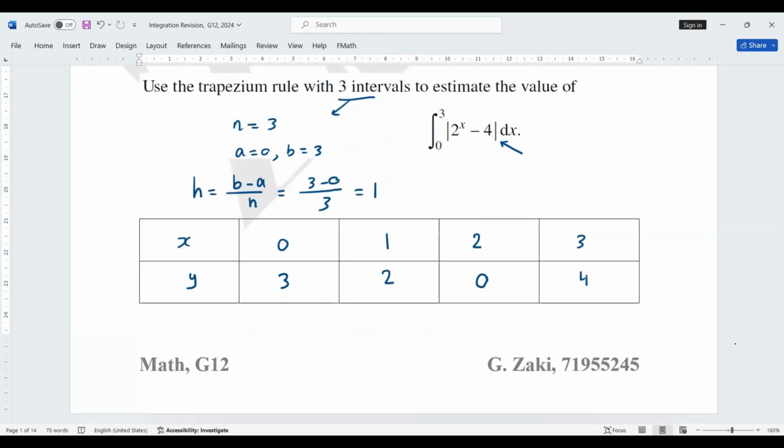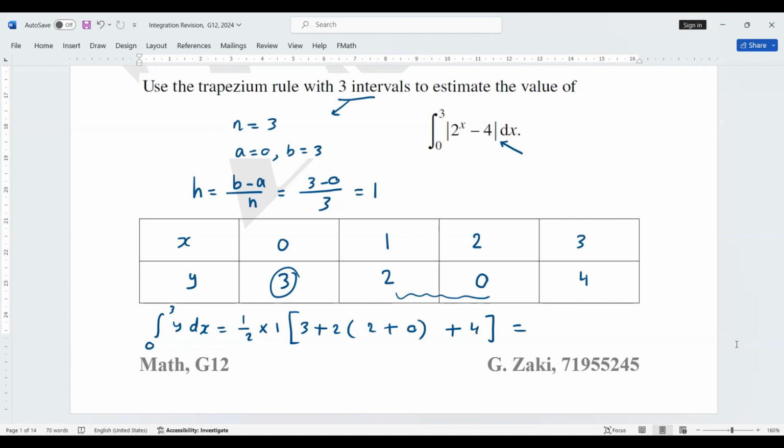Now we can get the value. The integration from 0 to 3 of y dx equals half h. h is 1. And then open bracket. y naught is the first value, 3, plus 2, open bracket, the other two values are 2, plus 0, close the bracket, plus 4. We use the calculator to get the answer. So it's half multiply bracket, 3 plus 4 plus 4, close the bracket, equals 11 over 2, or 5.5.